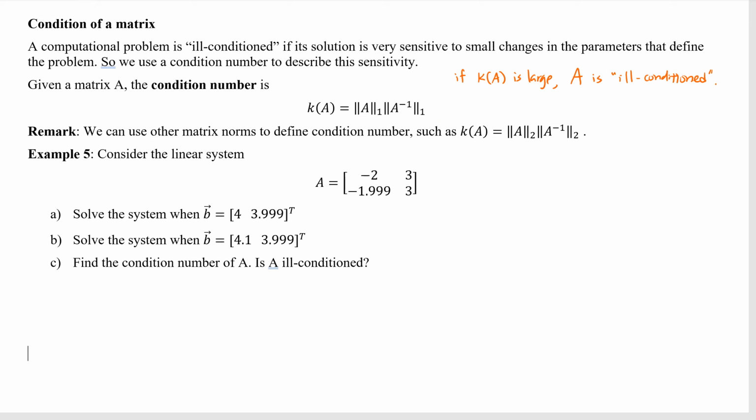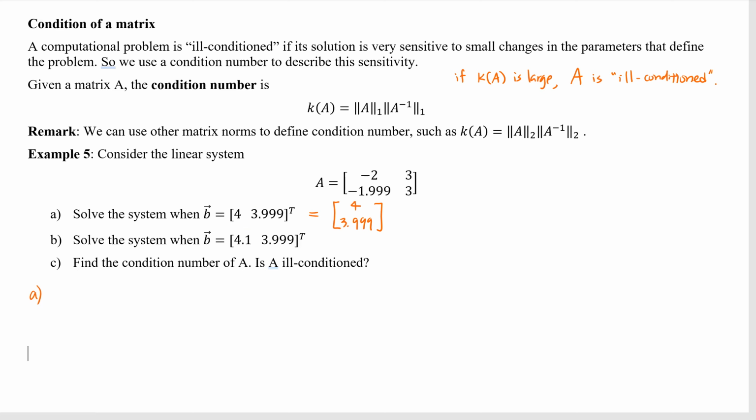Consider the linear system with A equals [-2, 3; -1.999, 3]. Part A: solve the system when b equals (4, 3.999) transpose. Sometimes to save space, I type this as a row vector, but when you transpose it, it is a column vector.